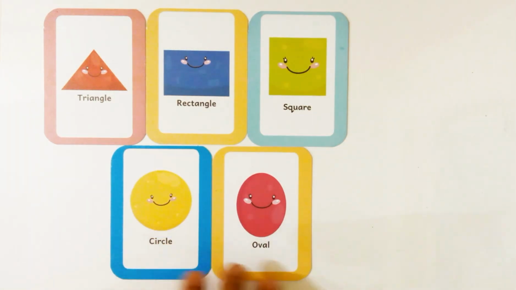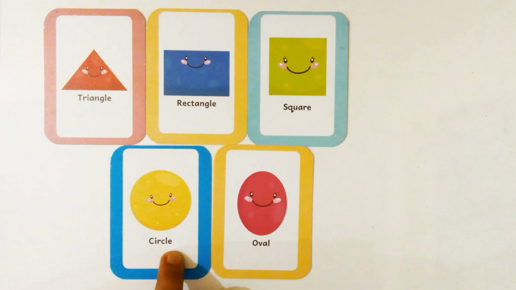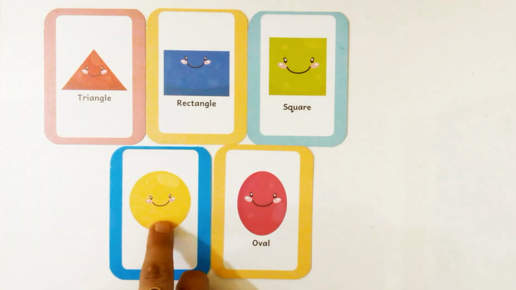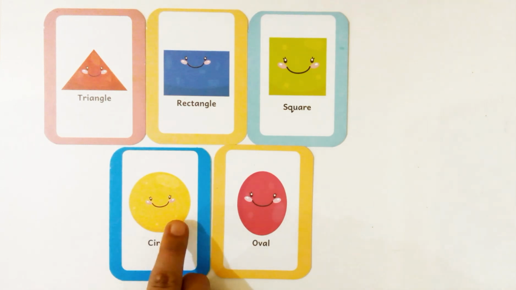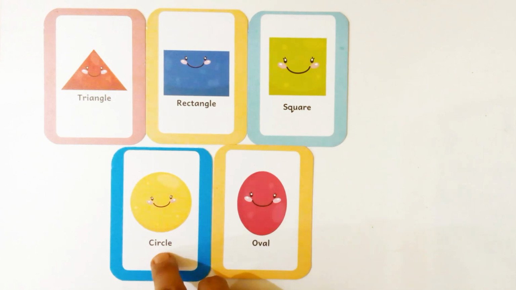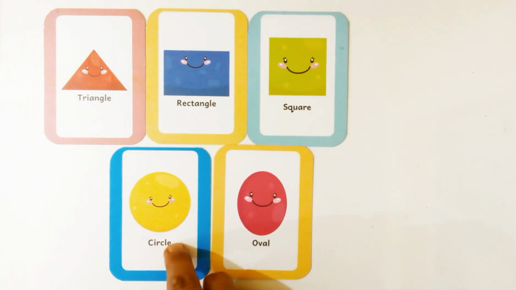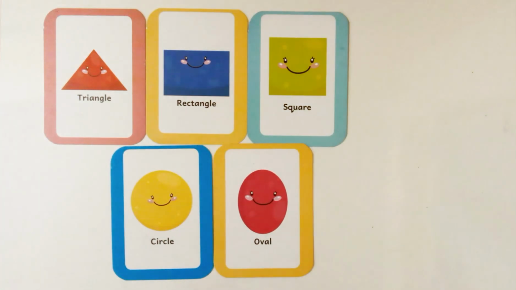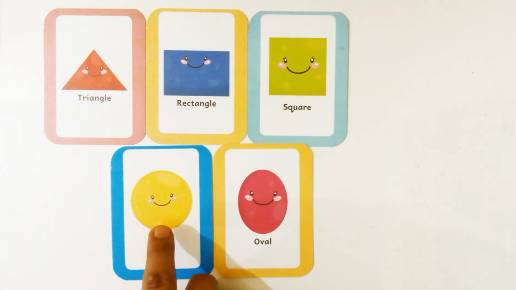C for circle. Circle, circle. This is circle. There is no sides. So it is round shape. So it is circle. This is circle shape and the color is yellow.